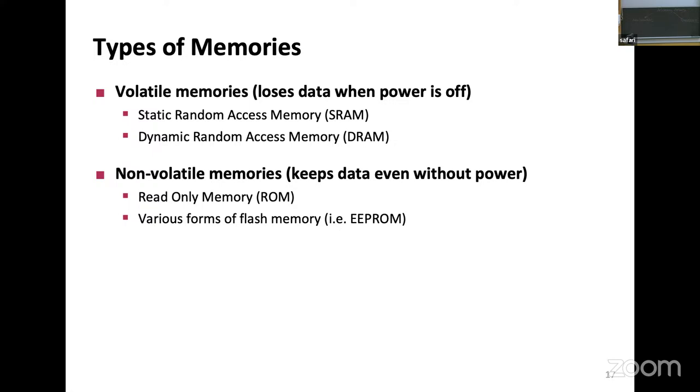And when you look at the volatile memories, we will see these 2 different parts. We have the static and the dynamic versions. So static we call SRAM, and dynamic we call DRAM.